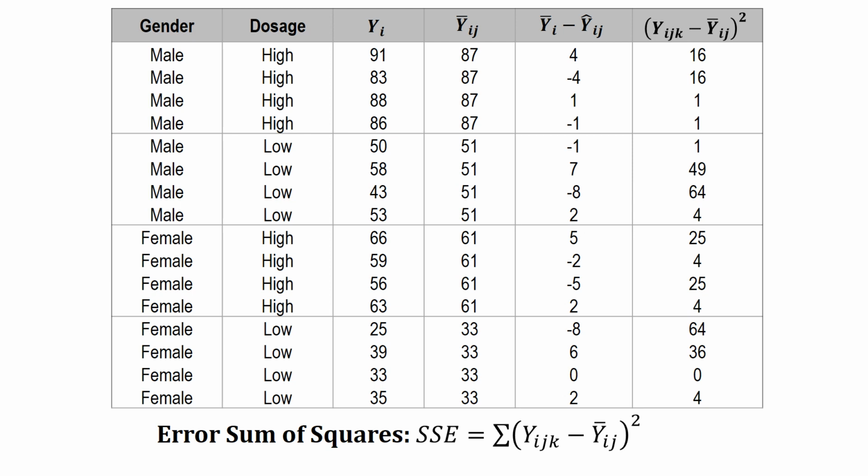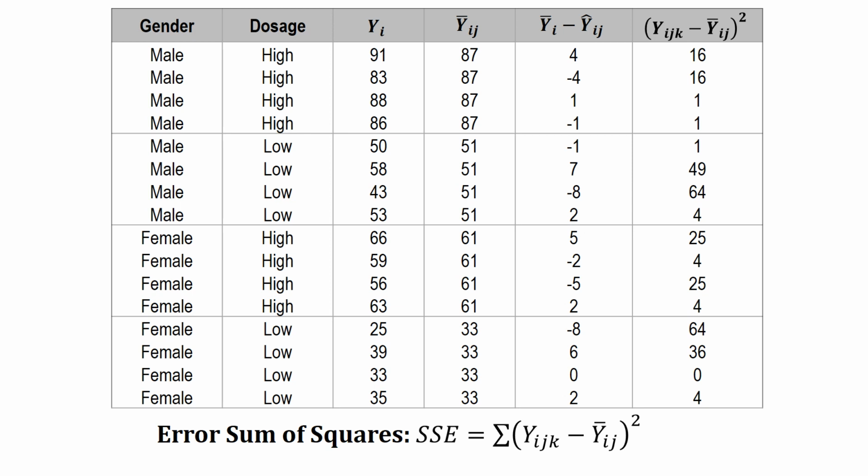The first 4 observations in this table are giving the contributions for the males who had the high dosage. Their actual observations were 91, 83, 86, and 88, which you see in the third column. This comes out to an average of 87, which is contained in the fourth column. The difference between each observation and its corresponding cell mean is then contained in the fifth column. For the males who were given the high dosage, they were 4 points above, 4 points below, 1 point above, and 1 point below the cell mean. Finally, the squared difference for each observation is contained in the final column.